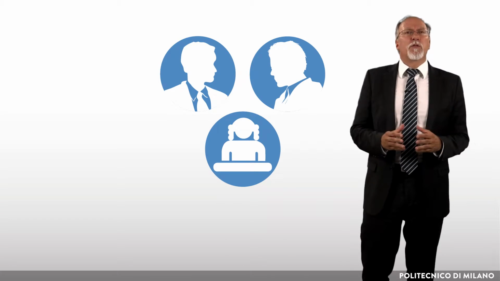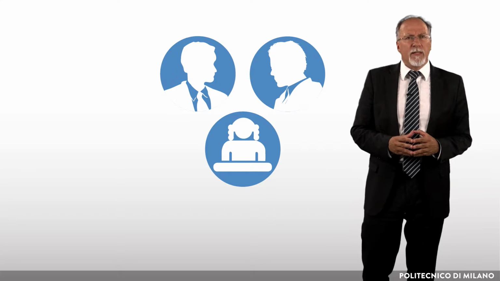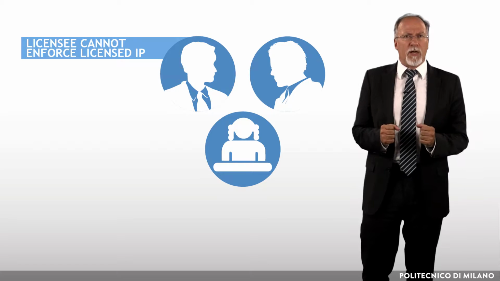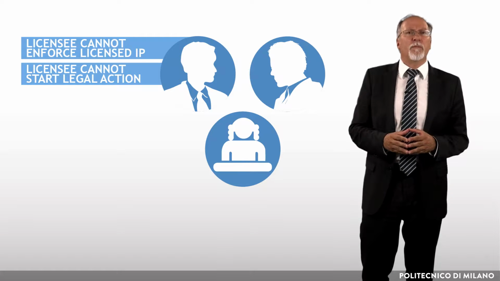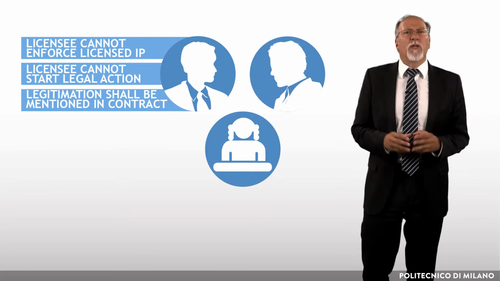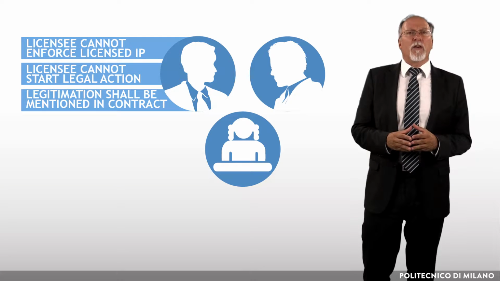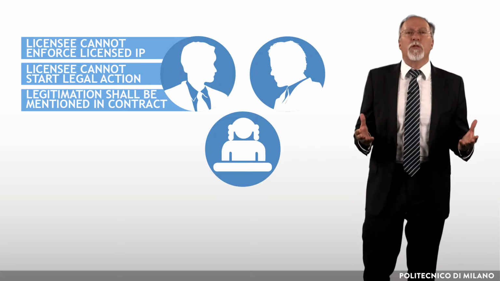What happens in case of infringement of an IP right which has been licensed? Who has the right to enforce it? In case of a supposed infringement of an IP right, a licensee cannot in general enforce the licensed IP right and start a legal action to stop the infringement. The so-called legitimation to enforce shall be expressly mentioned in the contract and it cannot be presumed.